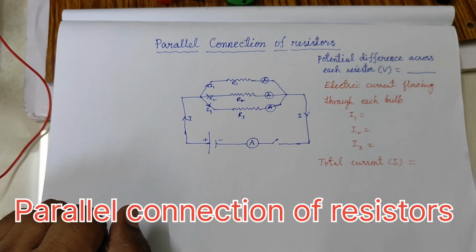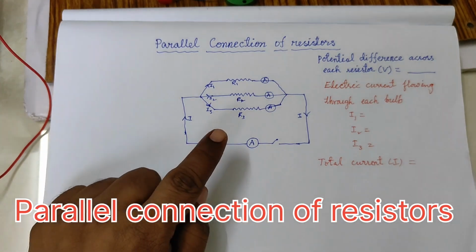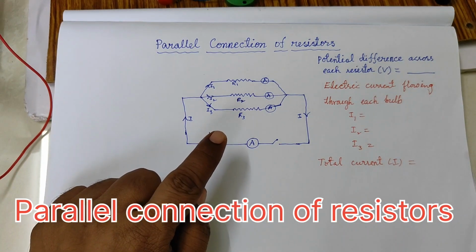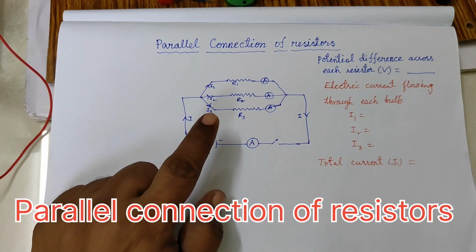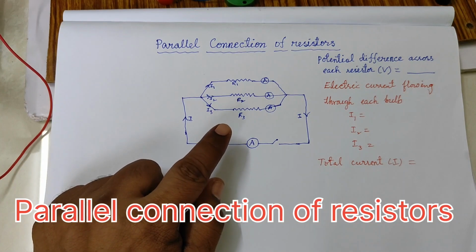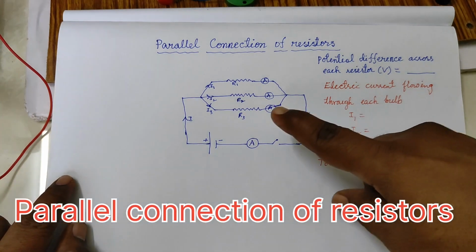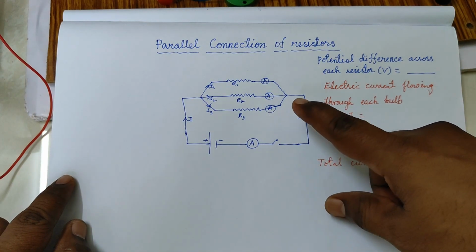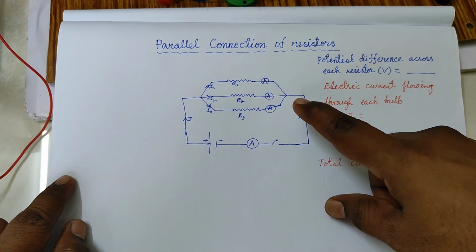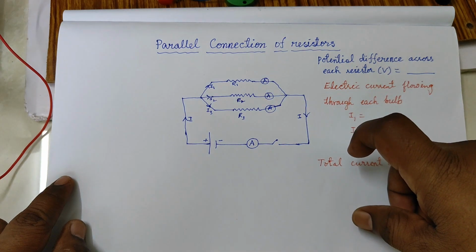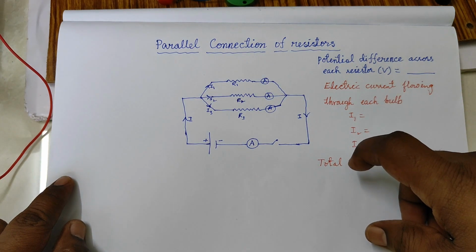Parallel connection of resistors. Here I have taken three resistors R1, R2, R3. One end of these three resistors is connected at one common point, and the second end of the three resistors is connected at this common point. So this connection is said to be a parallel connection.